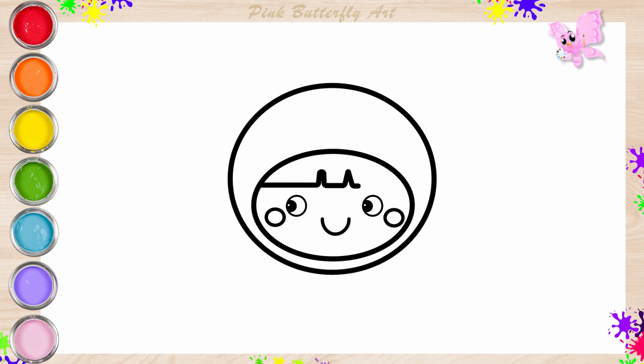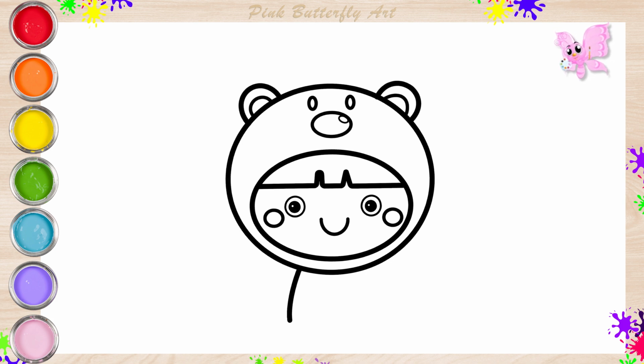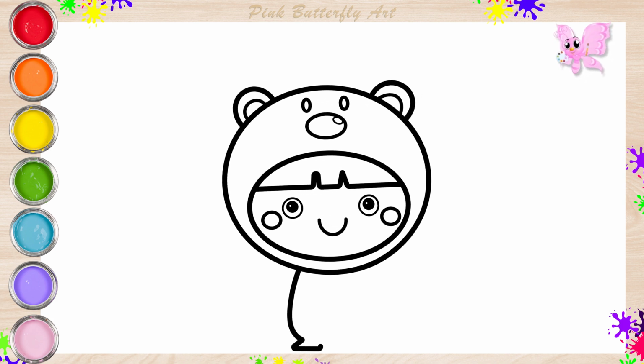Look, the kid's eyes have opened. The face of a lion is next. And its ears. Let's draw the shape of the kid's body.